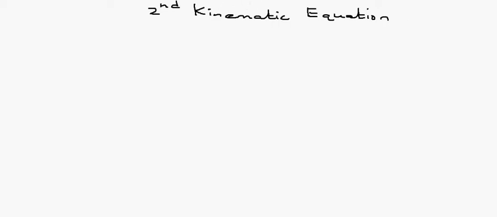Now the first kinematic equation was discussed in the previous video, and it was v is equal to u plus at. Okay, this was the first equation. Now the second one. As you can see in this equation, we have the final velocity term, the initial velocity term, the acceleration, and time. But the only term that's not present in this equation is displacement, that is s.